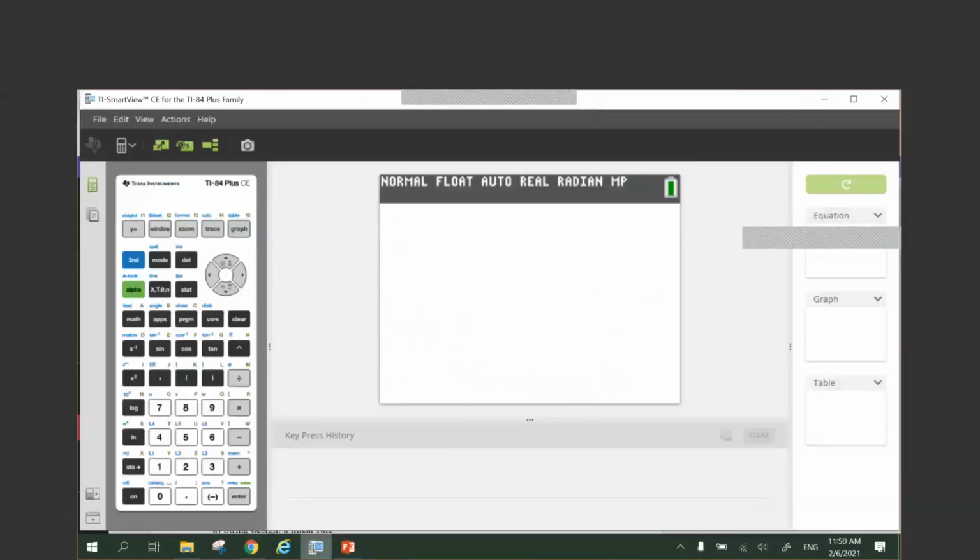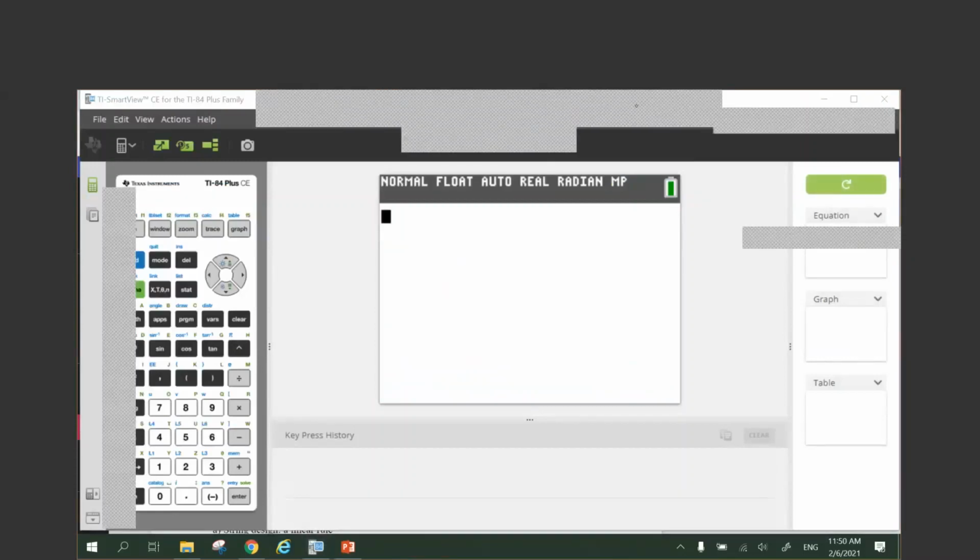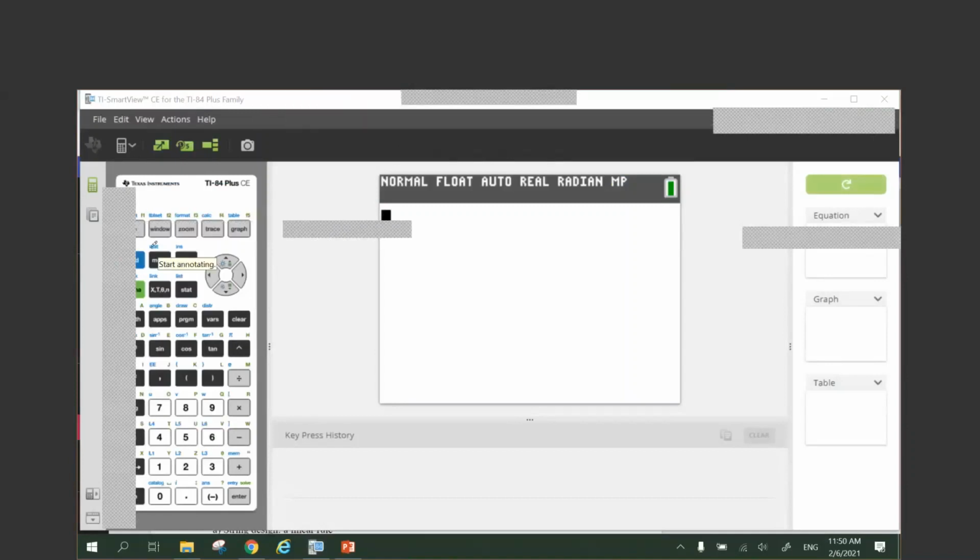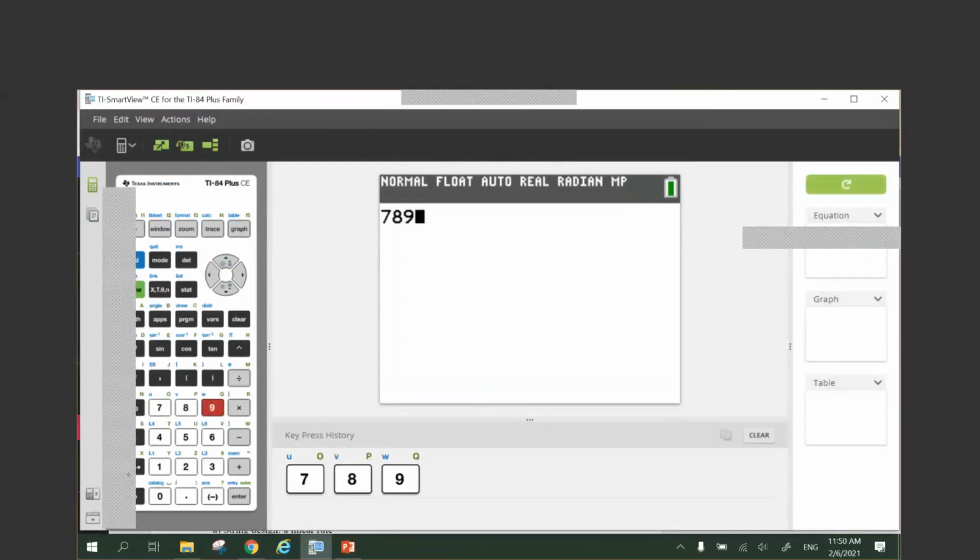So here we go to, here you can see that I have my key press history here. That means what is the key that I press? For example, now I press 7, 7, 8, 9. You can see the history of what I press. You can also see what are the equation, the graph, and the tables that I use.